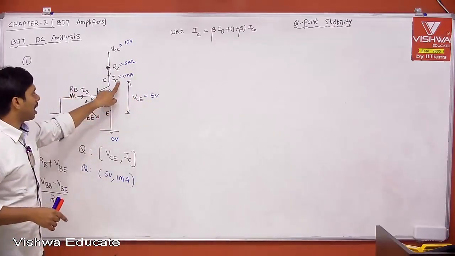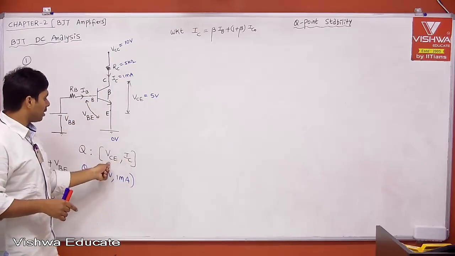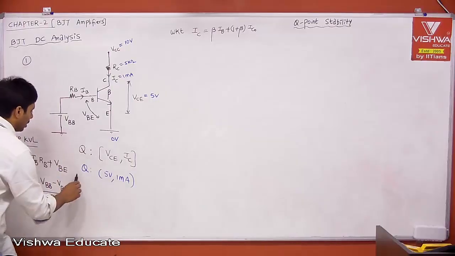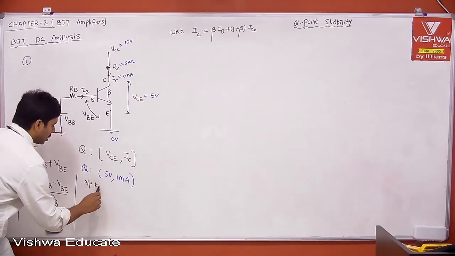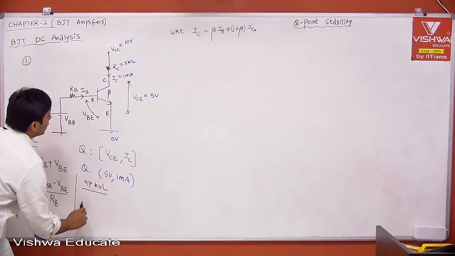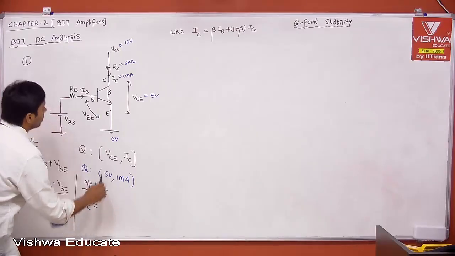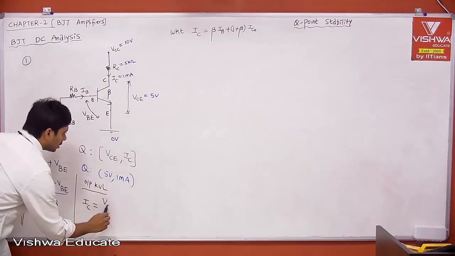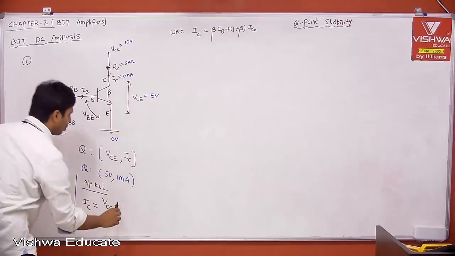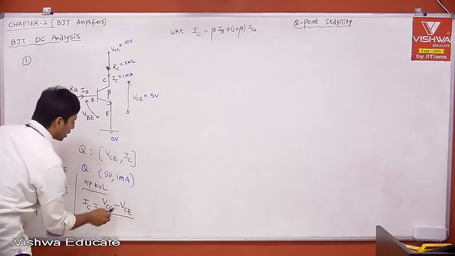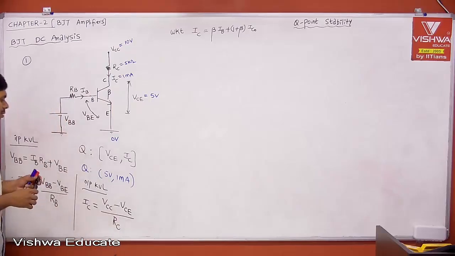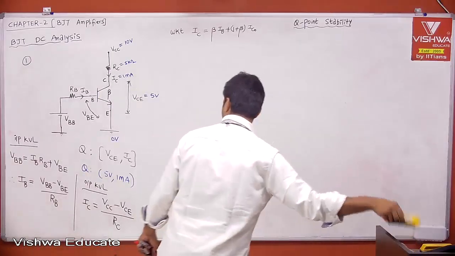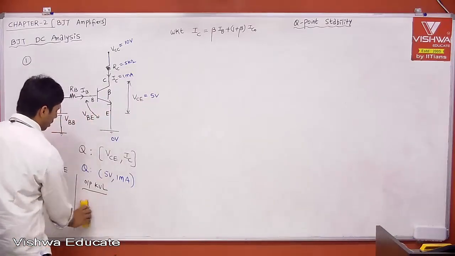And once you know IC, now you need to find VCE only. How to find VCE? By applying output KVL. Therefore, what is output KVL? This is input KVL. And if you write output KVL, IC is equal to drop across this resistor divided by RC. Then the same current is flowing, in series current is constant. VCC minus, out of VCC, VCE is dropped, and VC is also known to you. Whatever VC you want, you can take it, divided by RC. Therefore, you know IC. Now I want VCE basically.